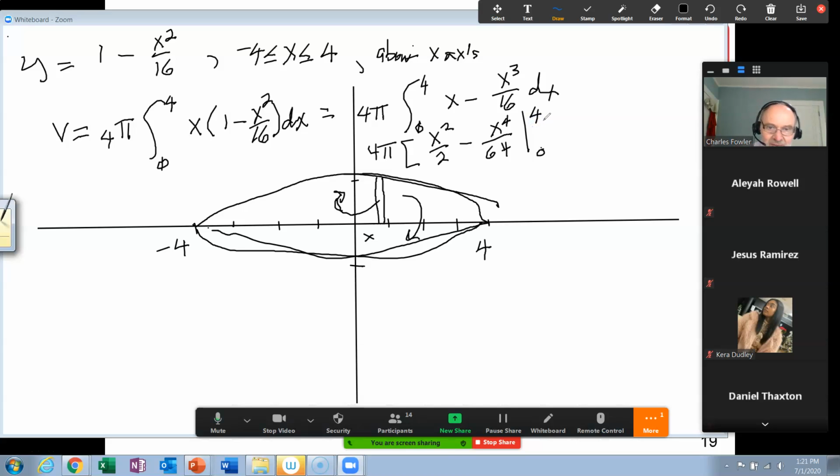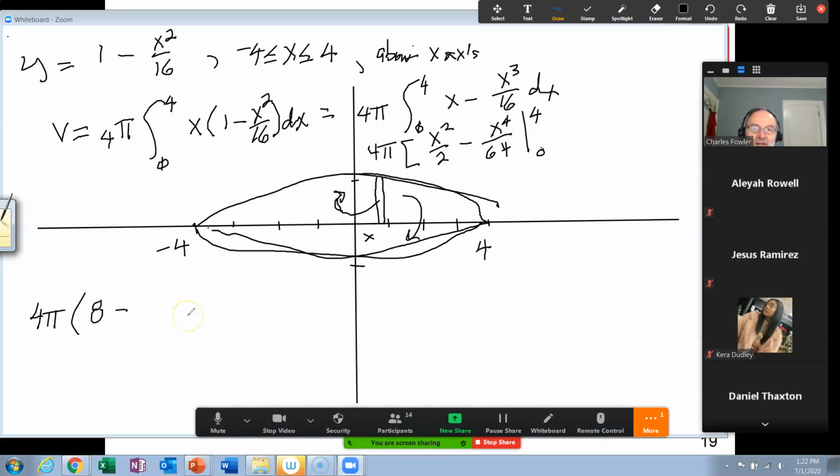Oh boy, a little bit more to the evaluation. I loved it when it was 0 to 1, didn't you? So that's going to be the 4 pi that's out front. Don't forget it, it's there. 4 pi times, and when you plug in a 4 for the x, you get 4 squared is 16. 16 over 2 is 8.